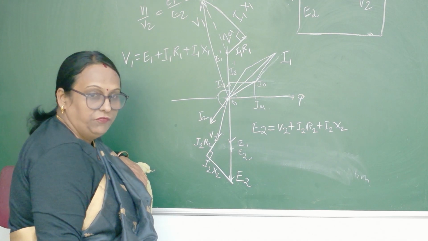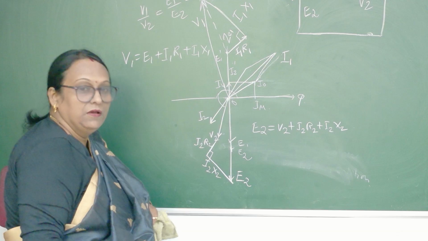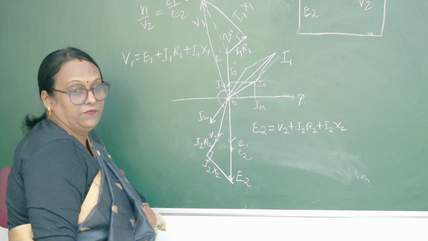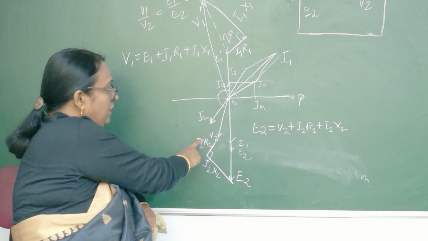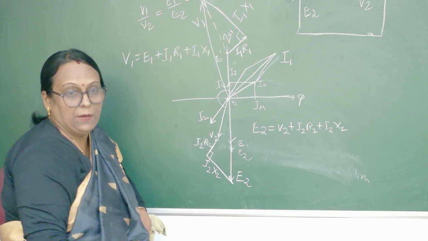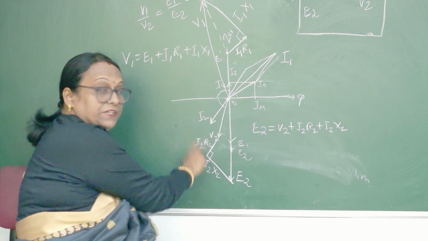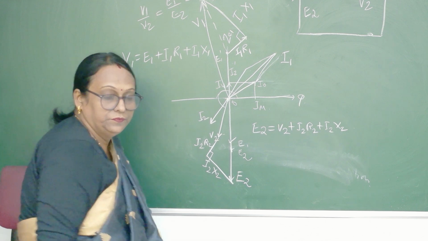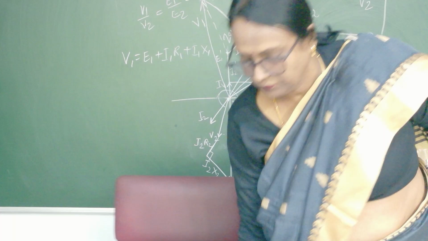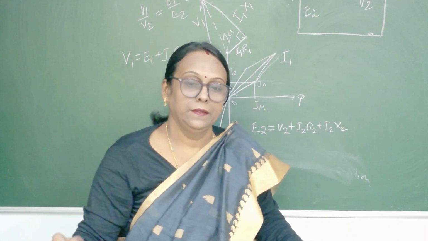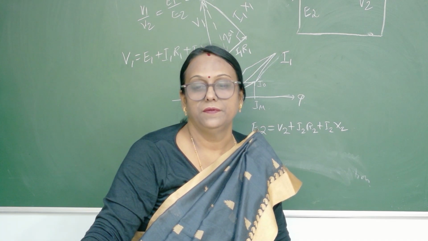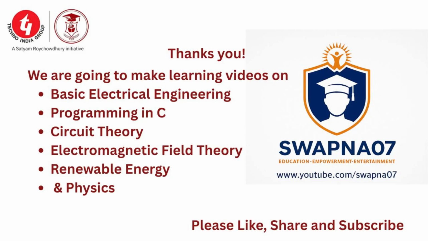Clear? This is the way you try to draw the phasor diagram of a transformer on load condition. When the load is inductive, the diagram will be like this. If the load is capacitive, I2 will lead. The phasor diagram is very important and we need practice. Thank you.